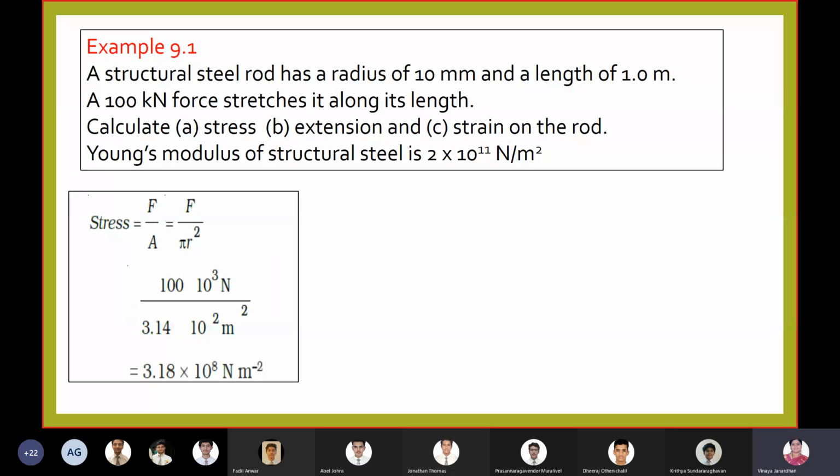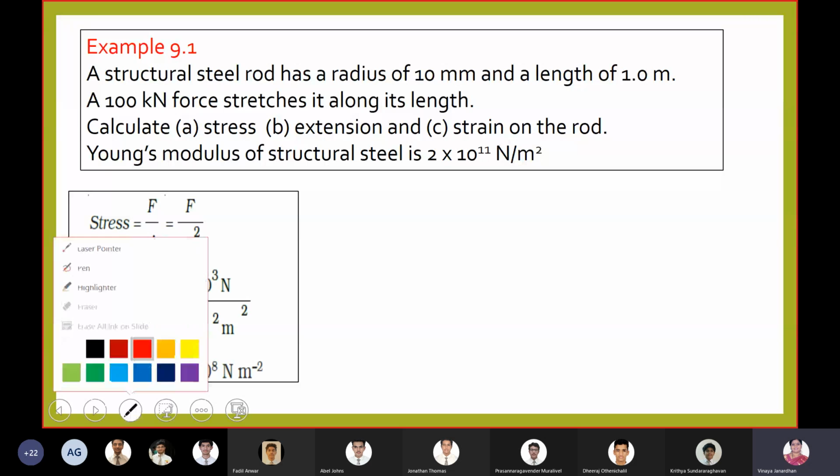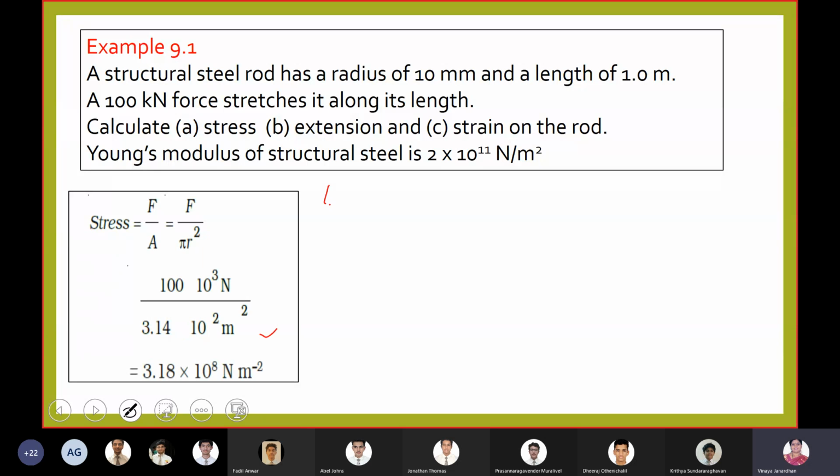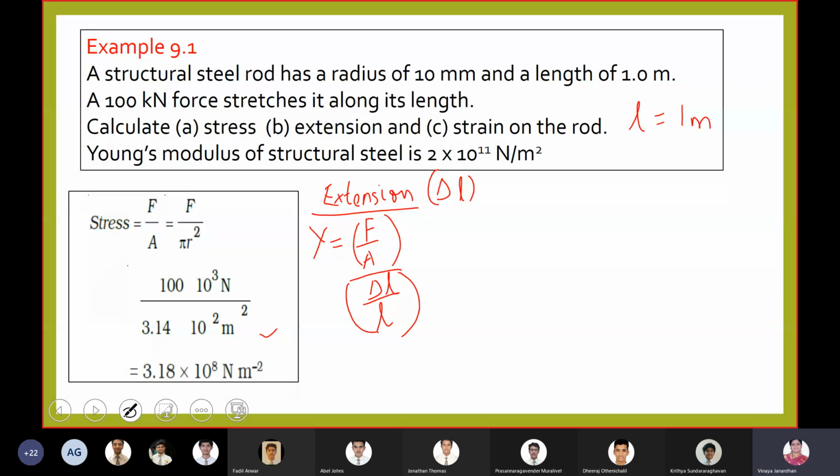Now I need to find the extension. The second part. How will I find the extension, boss? So extension is delta L, right? L is given as 1 meter. Young's modulus is given. So what is the formula? Y is equal to F by A divided by delta L by L. Can you find delta L from this?